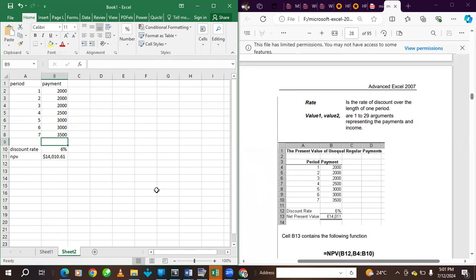So that one, they had rounded off to the nearest whole number. So that's why you are seeing it's $14,011. But this one is $14,010.61. So when you round it to the nearest whole number, it will be 14,011. That's the same answer that you'll be able to get in this particular given formula here.